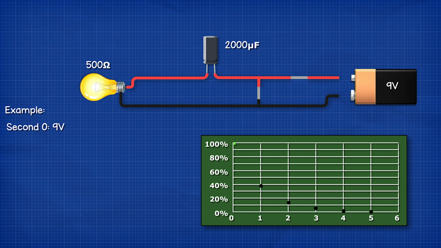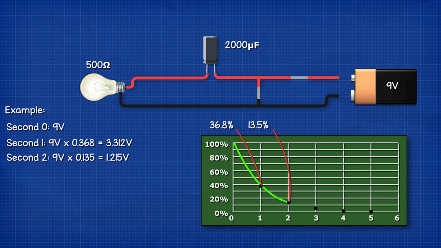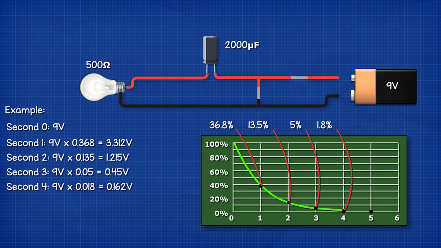After one time constant, in this case 1 second, the voltage will be 36.8%, which is 3.312 volts. At 2 seconds, it's 1.215 volts. At 3 seconds, it's 0.45 volts. At 4 seconds, it's 0.162 volts. And at 5 seconds, it's 0.063 volts.